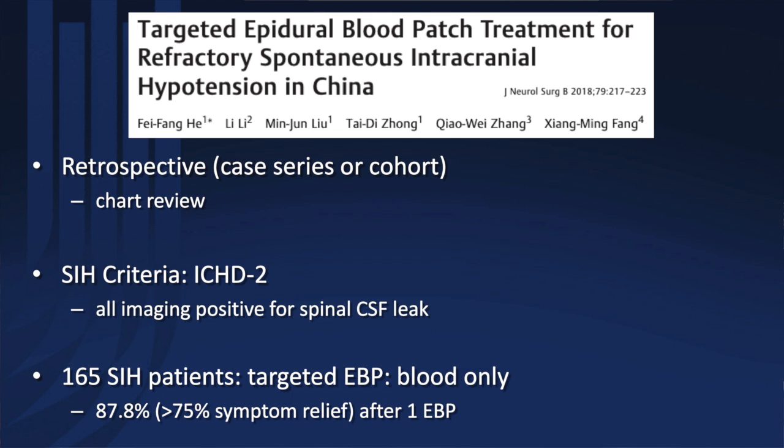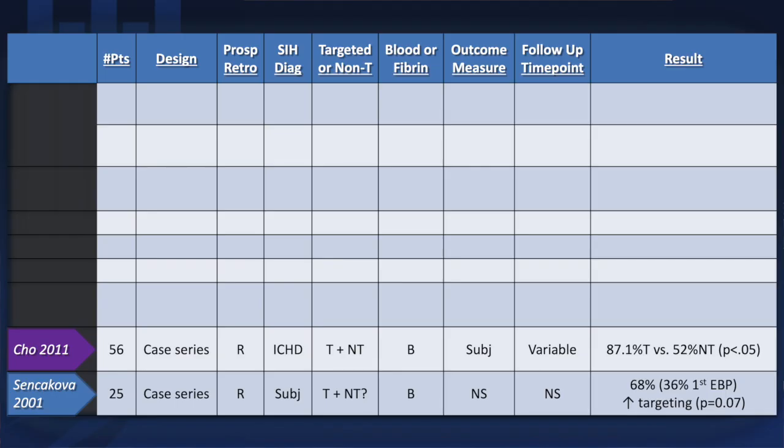In that targeted group, they said that there was an 87.8% symptomatic relief after one patch. And so they were strongly advocating for this targeted approach. So these are some of the data that we're building out in this table. And then we're going to move on to a more recent study.